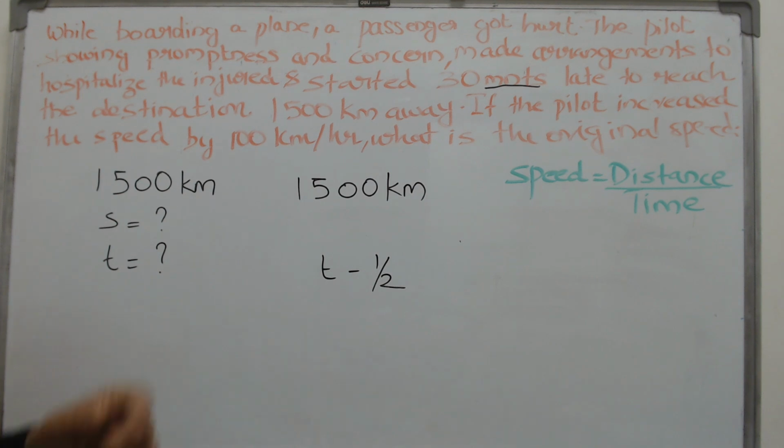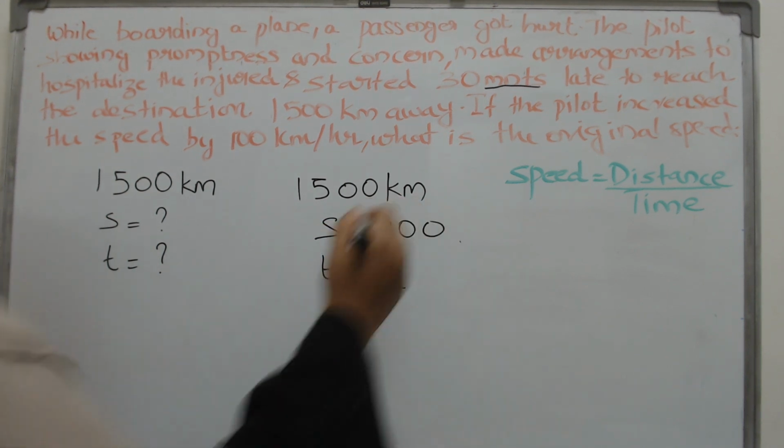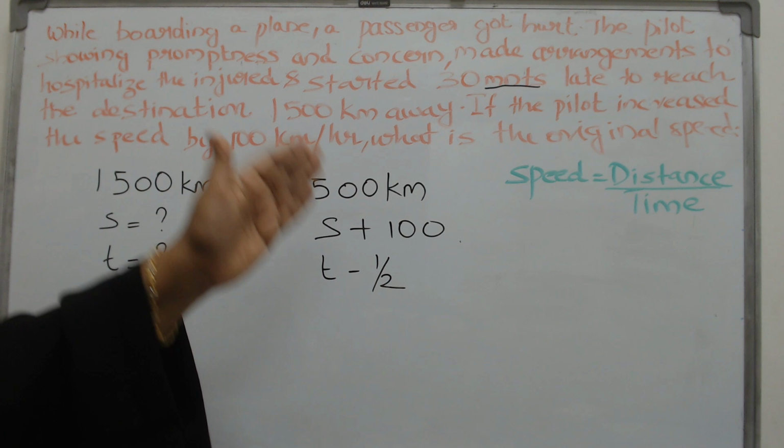So what does he do? He increases the speed to reach on time. How much does he increase the speed? The original speed, to that he increases 100. If the original was say 150, now he has to increase it to 250.